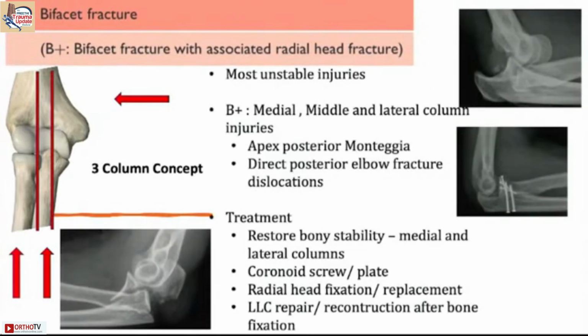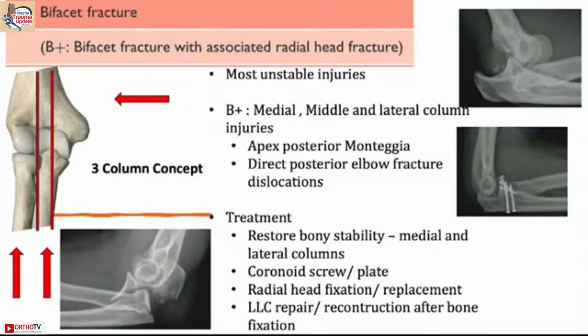B plus is a bifacet fracture with fracture of the radial head. These are most unstable because 3 columns are injured, and they can be apex posterior Montagia. This is treated by fixing the ligament, fixing the bones, and restoring bony stability. And rarely, the MCL and common flexor origin also would require repair.